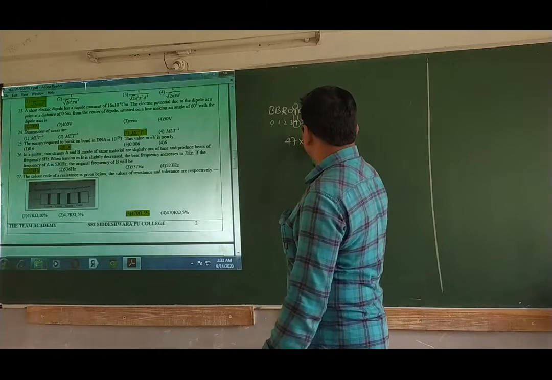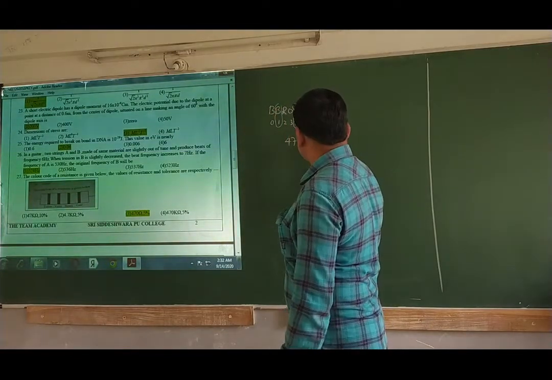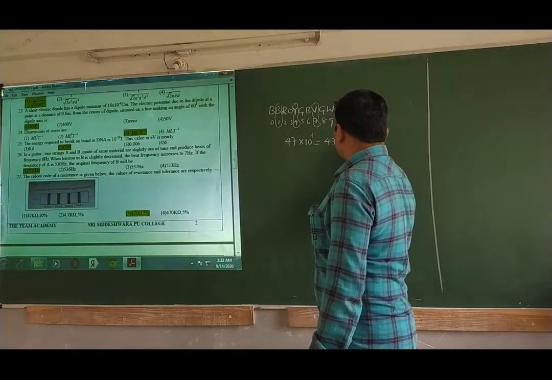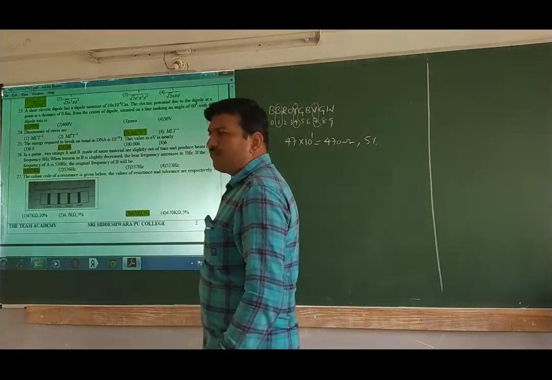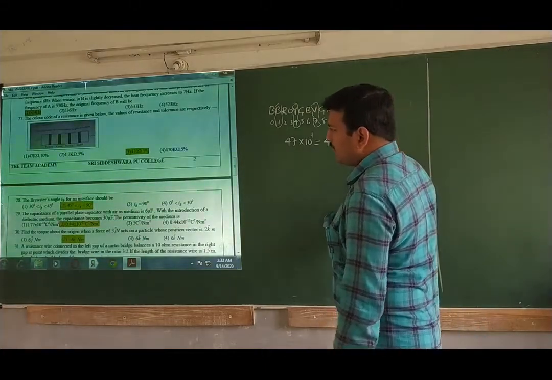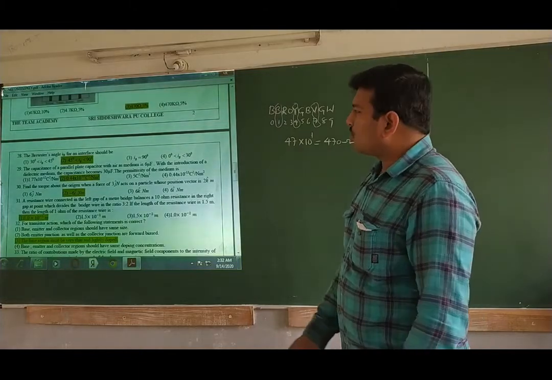Third color is brown. Brown means first is black, then brown, so it is 10 to the power 1. So that is equal to 470 ohm. Tolerance is 5% for gold. So the right answer is 470 ohm, 5%. Next. Next one. It's a good question.